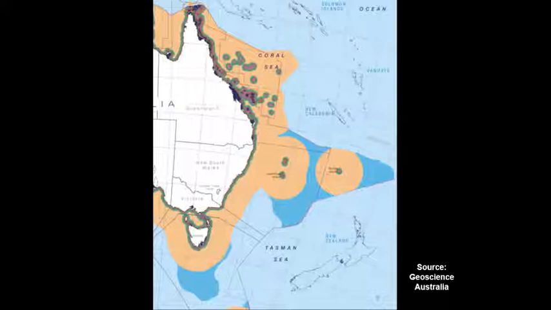So the EEZ comes right back, and you can see in the Coral Sea, that's why it looks like there are areas that are different distances, because we're in proximity to other countries. But then you see down at the bottom of Australia, like around Tasmania, the full 200 nautical mile EEZ.